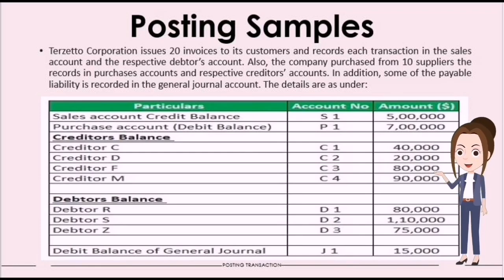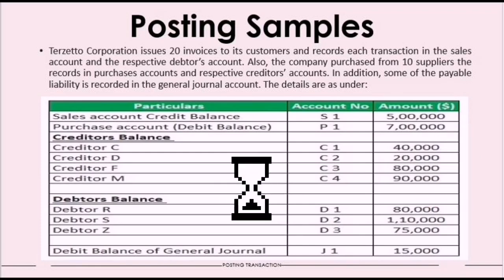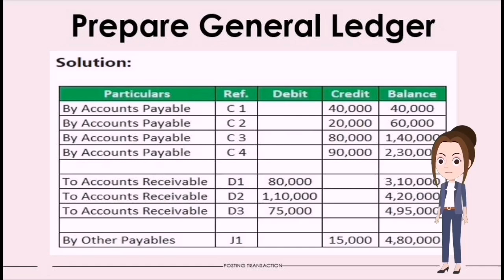Terzetto Corporation issues 20 invoices to its customers and records each transaction in the sales account and the respective debtor's account. Also, the company purchased from 10 suppliers, with the records in purchases accounts and respective creditors' accounts. In addition, some of the payable liability is recorded in the general journal account. The details are as under. Prepare general ledger, solution as under.